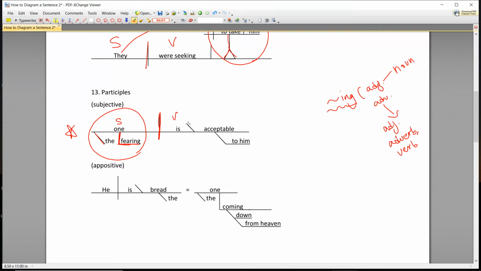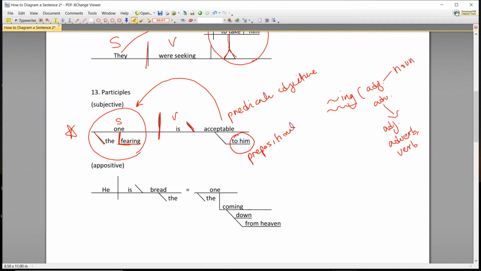Verb is what? Acceptable, right? This is explaining the subject. So this is the predicate. Adjective, right? So the one fearing is acceptable. This is a prepositional phrase, to him. This is a prepositional.